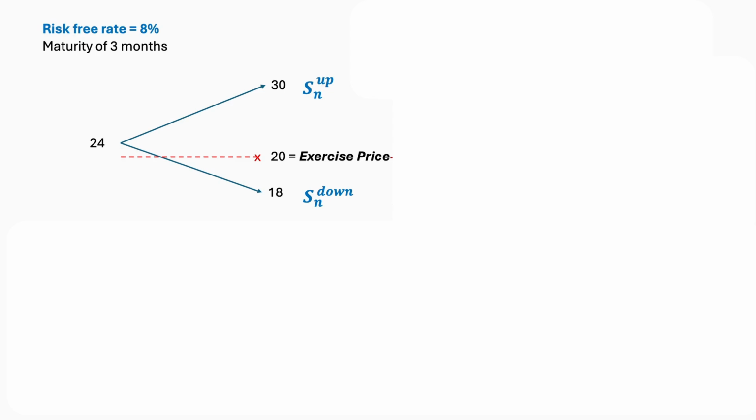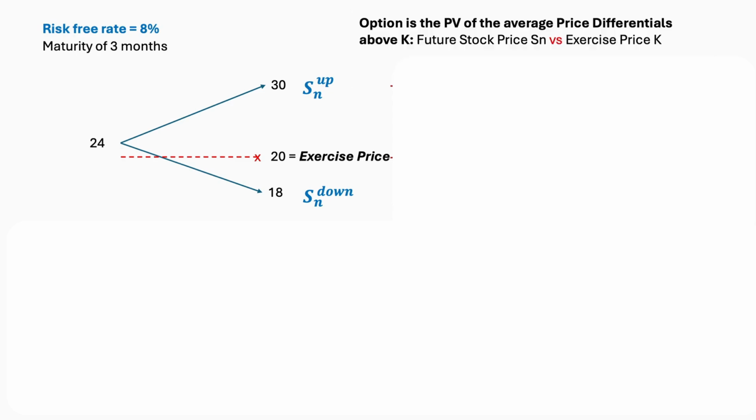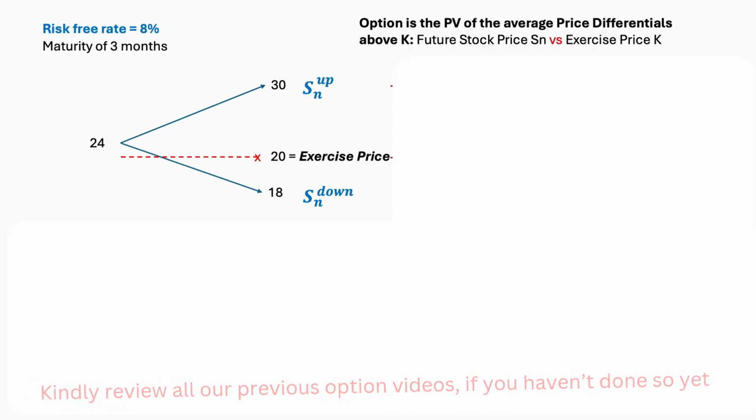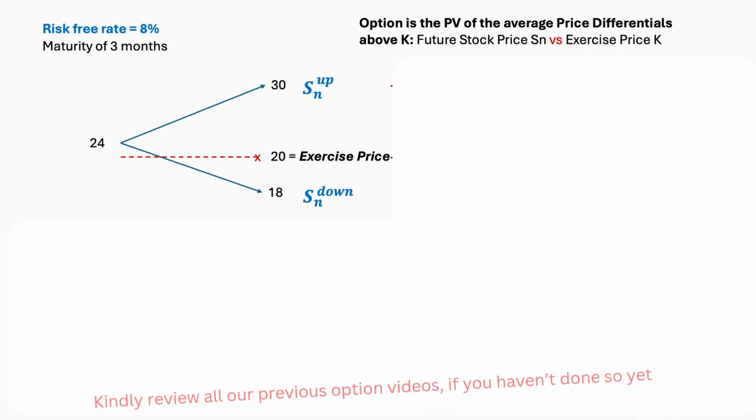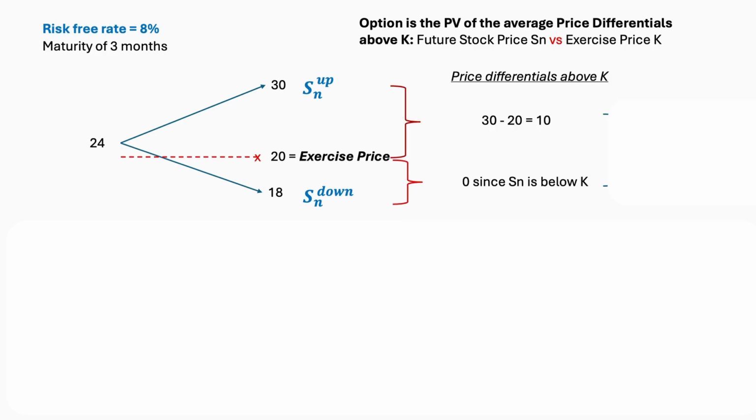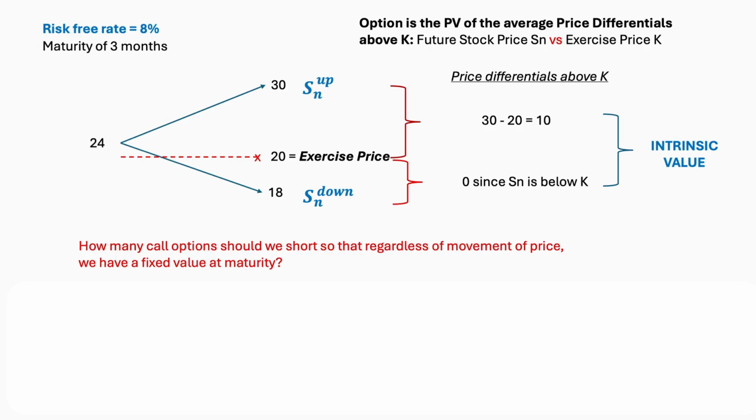Now remember, the option is the present value of the price differentials above K as we discussed before. Let's show then the price differential above K as follows. For the up price, the differential is 10. But notice that for the down movement, it's not above K anymore, so we put 0. By the way, in option literature, these are called the intrinsic values, so we will designate it as such to keep with option literature.